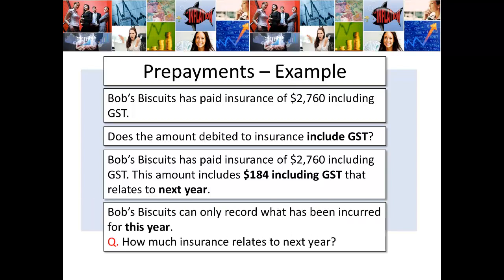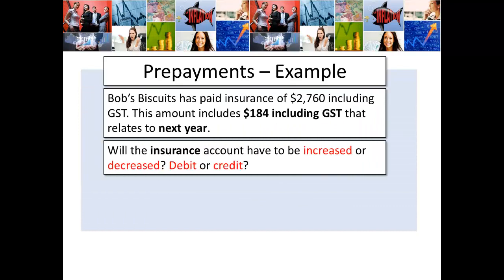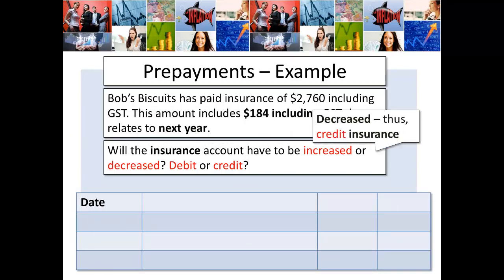We can only record what's been incurred for this year. So how much insurance relates to next year? Must be $160. So $2,760 including GST, $184 including GST that relates to next year. So the question is, will the insurance account have to be increased or decreased? Will that be a debit or a credit? Decreased. So we're going to credit insurance.